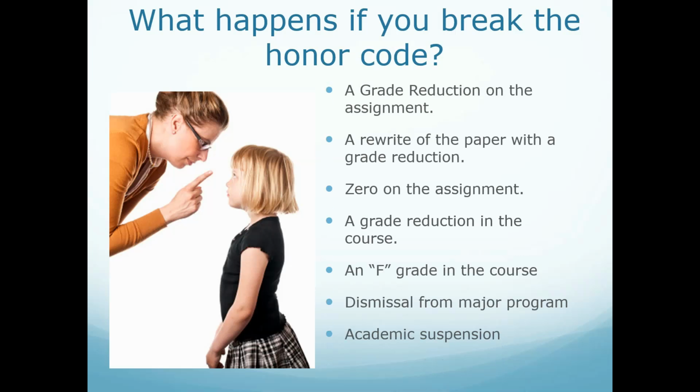So first of all, professors have a lot of discretion as to what they do if you get caught cheating, if you get caught breaking the honor code. That can include a grade reduction for that one assignment. They might ask you to rewrite the assignment and then say that the highest grade you can get is a B on this assignment. In maybe more serious cases, professors might recommend that you get a 0 on the assignment or a grade reduction for the entire course. They might say, all right, we'll reduce your final grade by 10%.